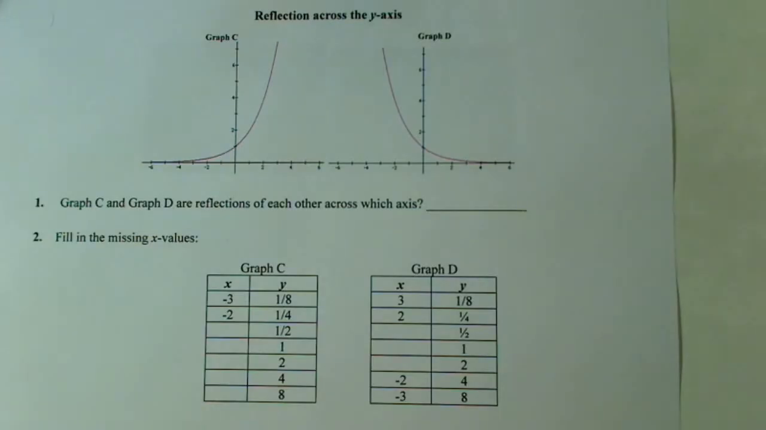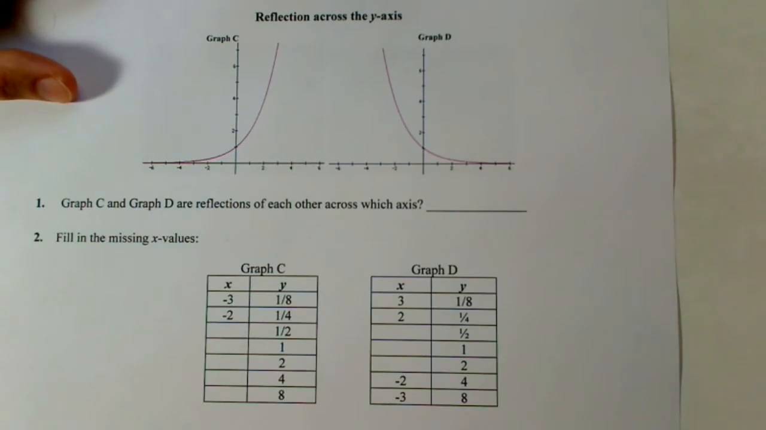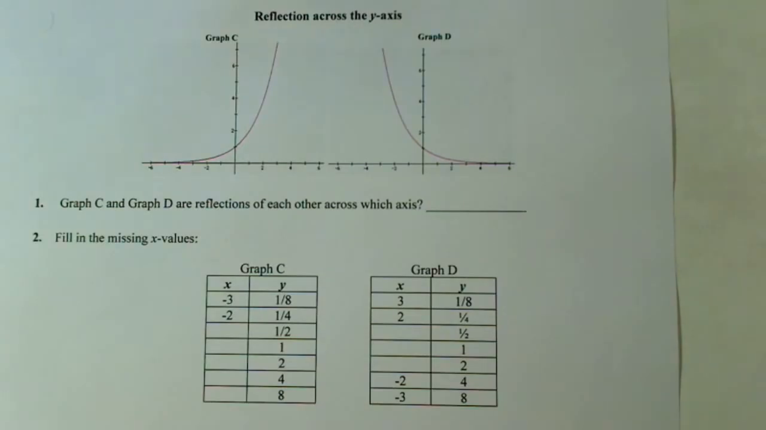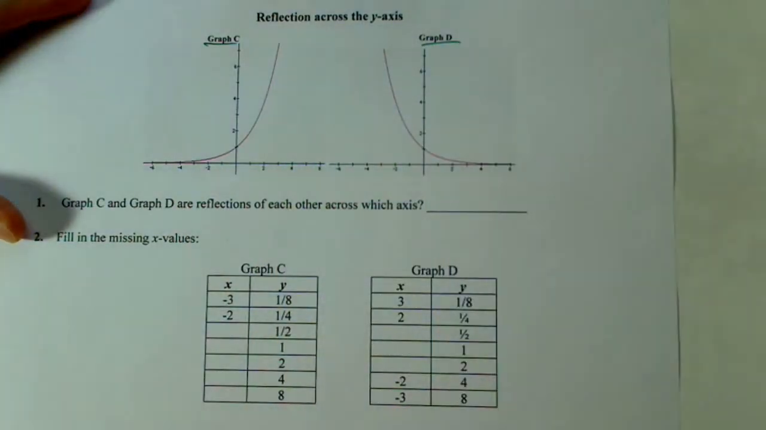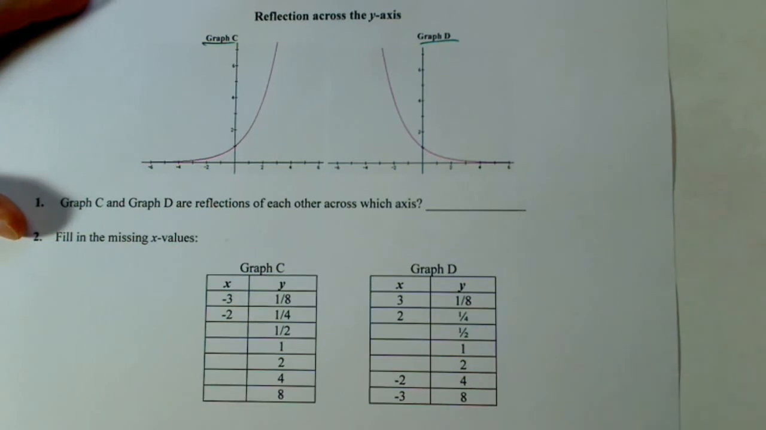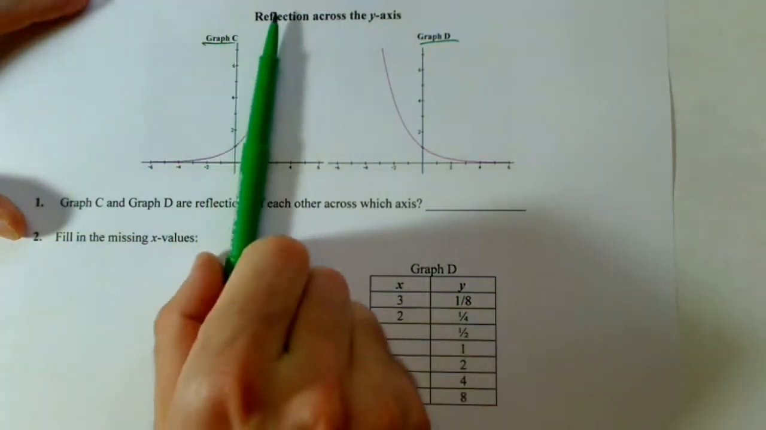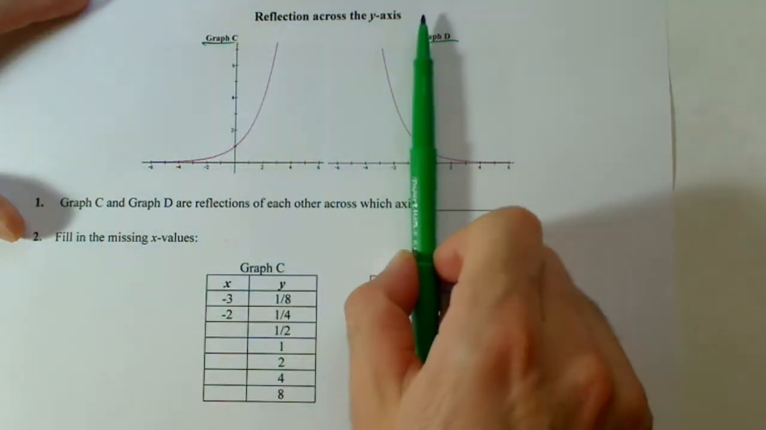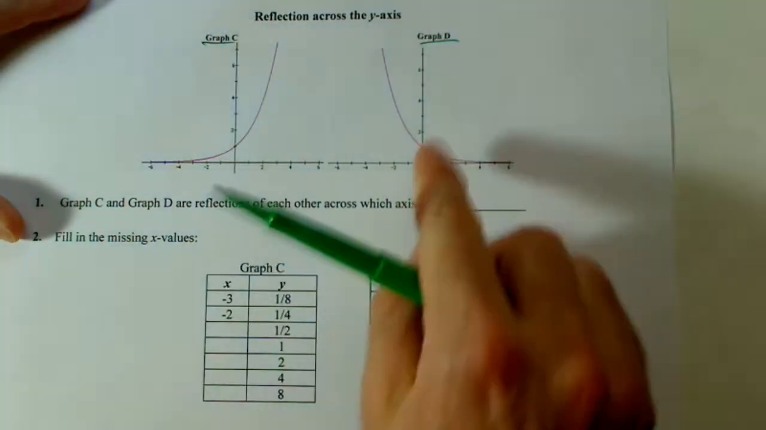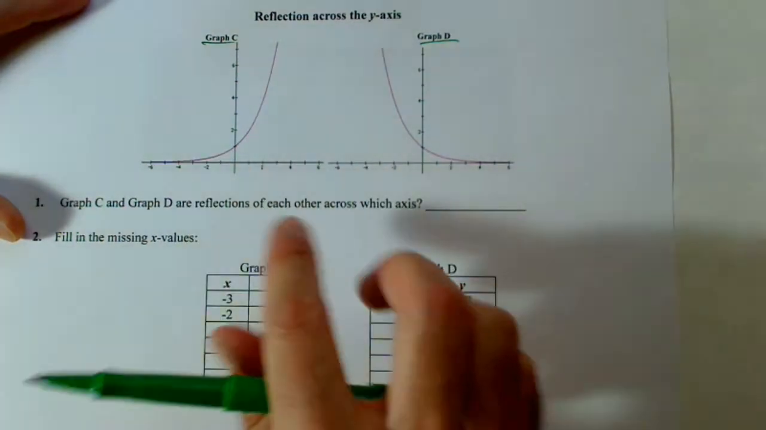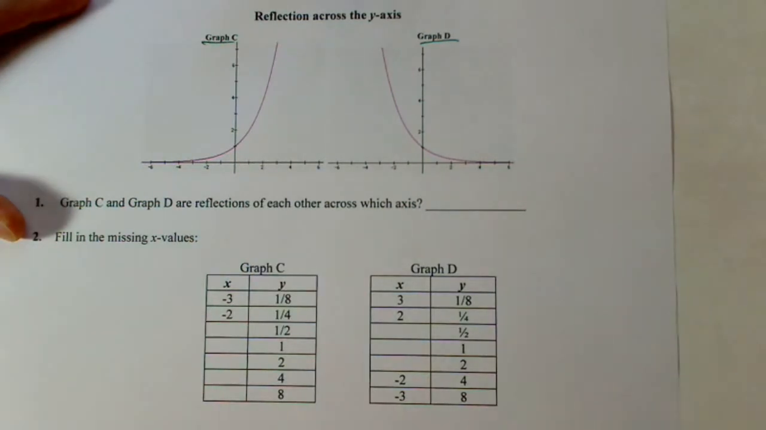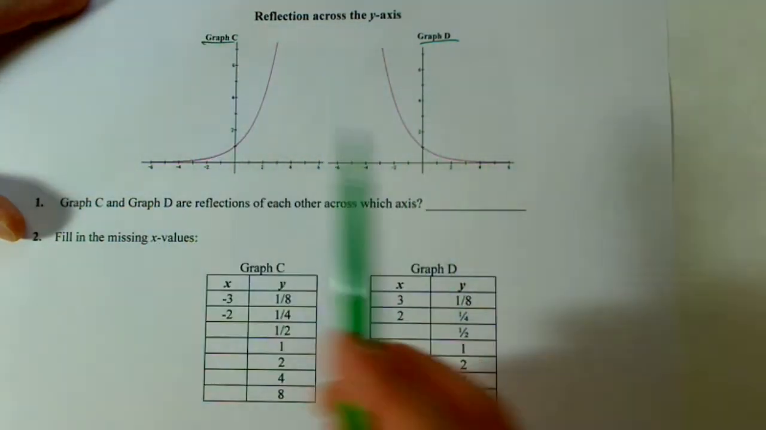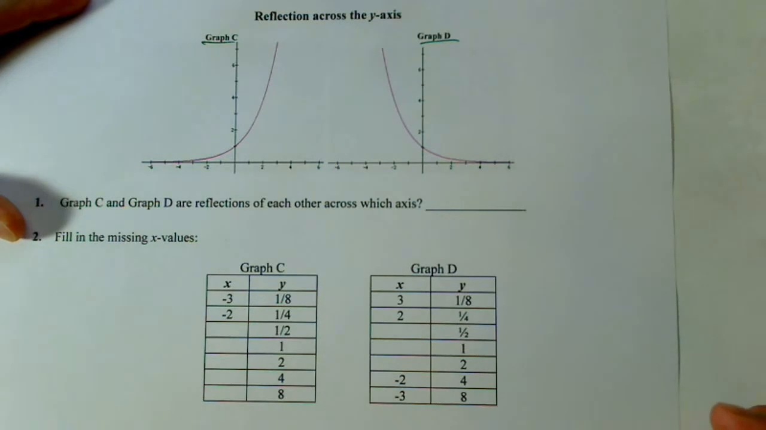Now let's take a look at reflection across the y-axis. Okay, we have two graphs, graph C, which is this one, and graph D. Are they a reflection of each other? If we take the y-axis as a center and imagine that these two graphs are on the y-axis, it actually will be that these two graphs are a mirror reflection of each other.